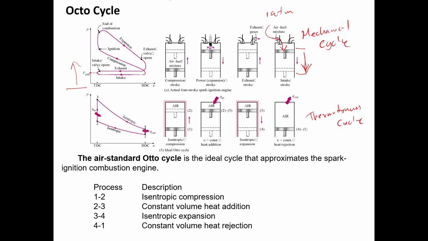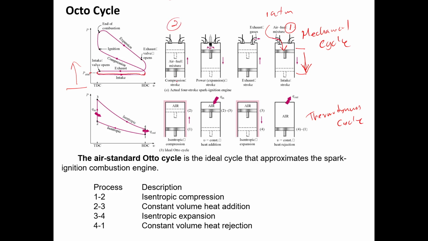That means you start from here, you go all the way to BDC, from TDC to BDC, since you have a vacuum there. So this is the 1 atm line and you have a vacuum there, therefore this line goes slightly below the 1 atm line, up to here. That is the intake stroke, right? So this first is intake stroke, and this second, compression.